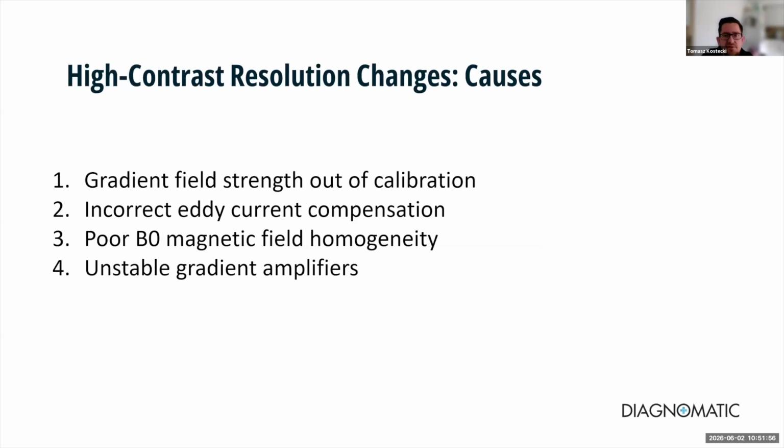If high contrast spatial resolution changes, it might indicate a scanner calibration or stability issue. Possible causes include gradient field strength being out of calibration, incorrect eddy current compensation, poor magnetic field homogeneity, or unstable gradient amplifiers. These issues might also affect other quality control tests, so any change in measured resolution should be discussed with the service engineer.